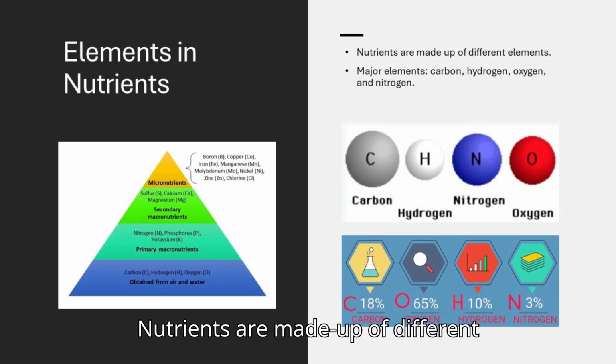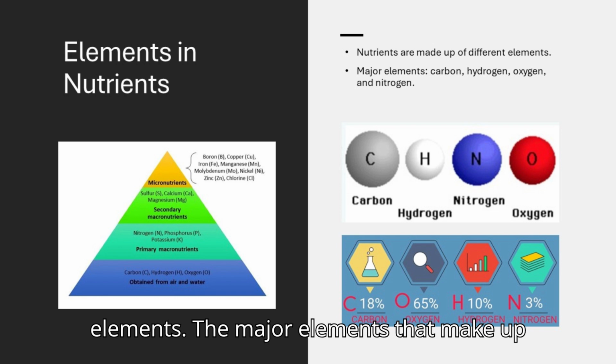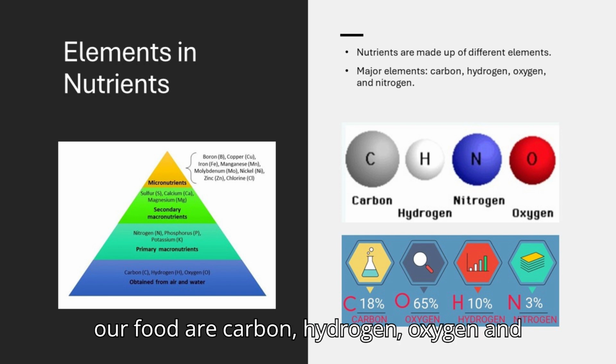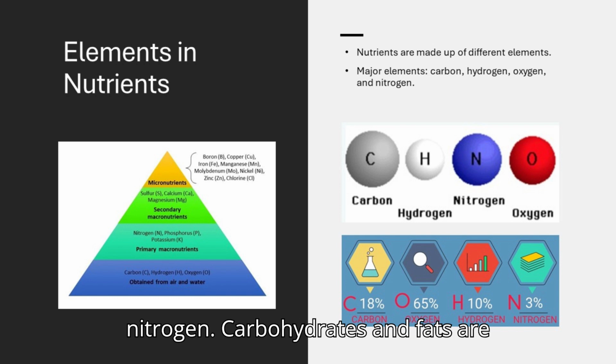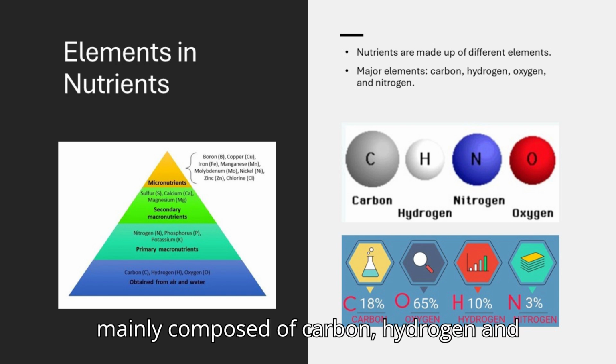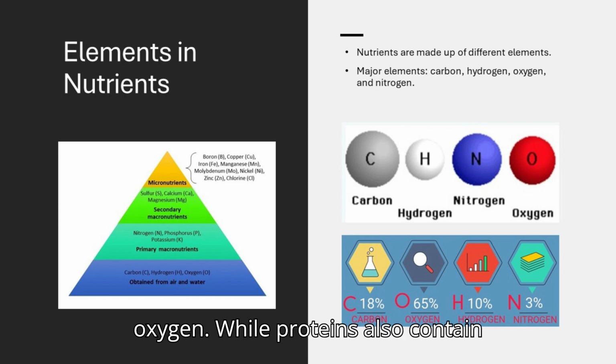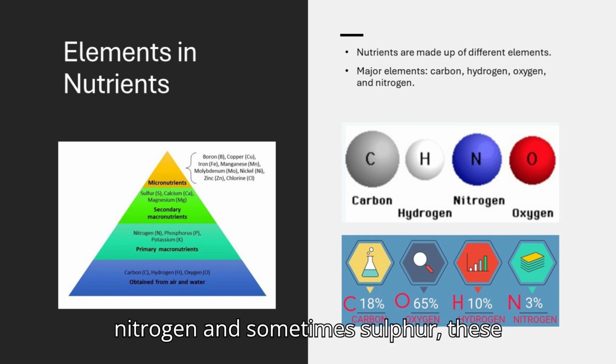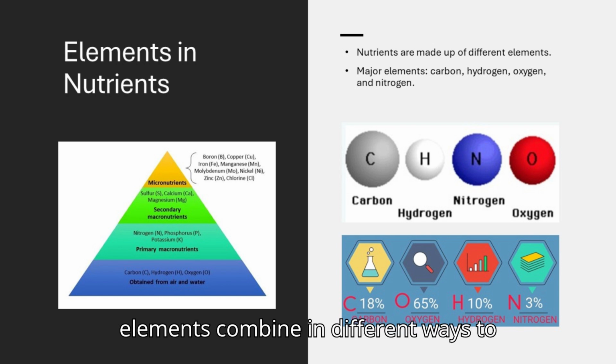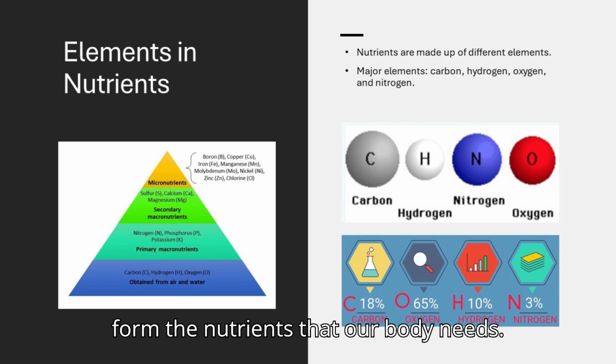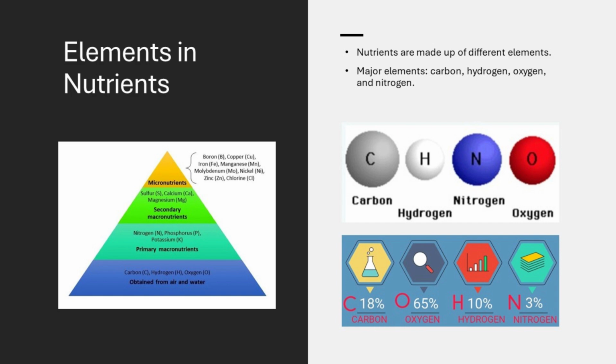Nutrients are made up of different elements. The major elements that make up our food are carbon, hydrogen, oxygen, and nitrogen. Carbohydrates and fats are mainly composed of carbon, hydrogen, and oxygen, while proteins also contain nitrogen and sometimes sulfur. These elements combine in different ways to form the nutrients that our body needs.